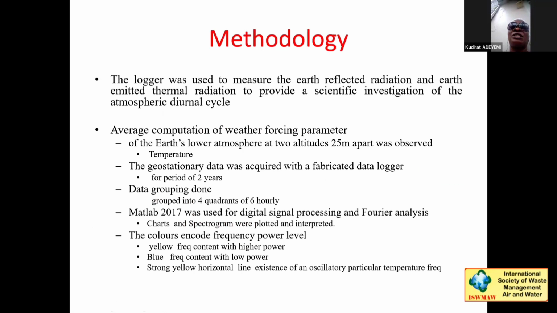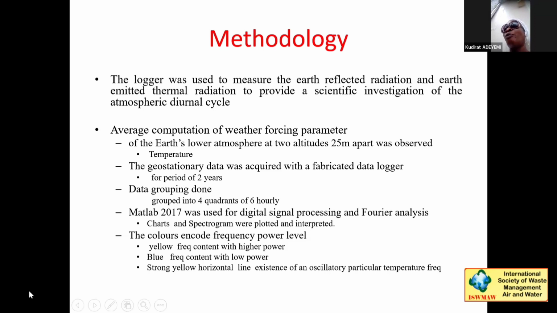Why did we have to group it? We want to avoid temperature swing. So that's why we group the data into 4 quadrants. That is all 6 hourly: from 12 a.m. to 6 a.m., 6 a.m. to 12 midday, then from 12 midday to 6 p.m., then 6 p.m. to 12 a.m. But our area of interest here is the one of 6 p.m. to 12 a.m. That is the focus of this research, the 3rd quadrant out of the 4 quadrants that we have. A MATLAB 217 was used for digital signal processing.